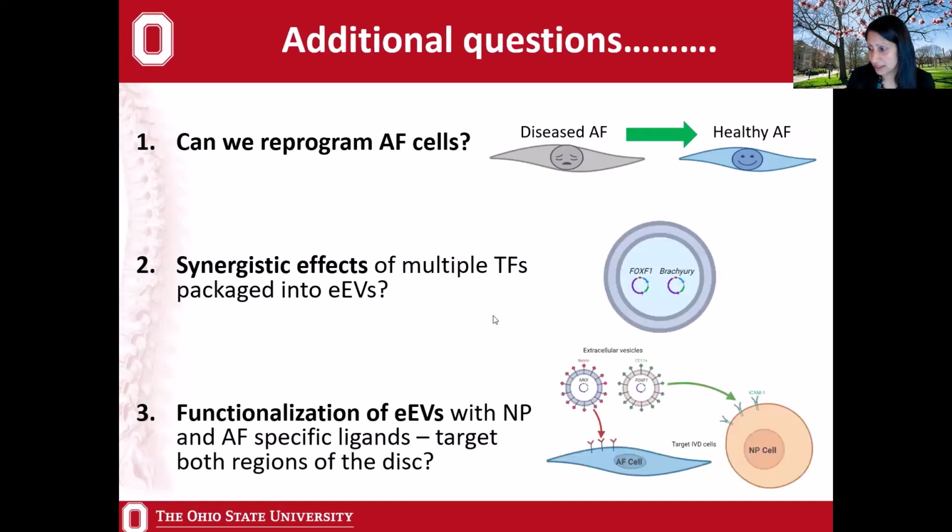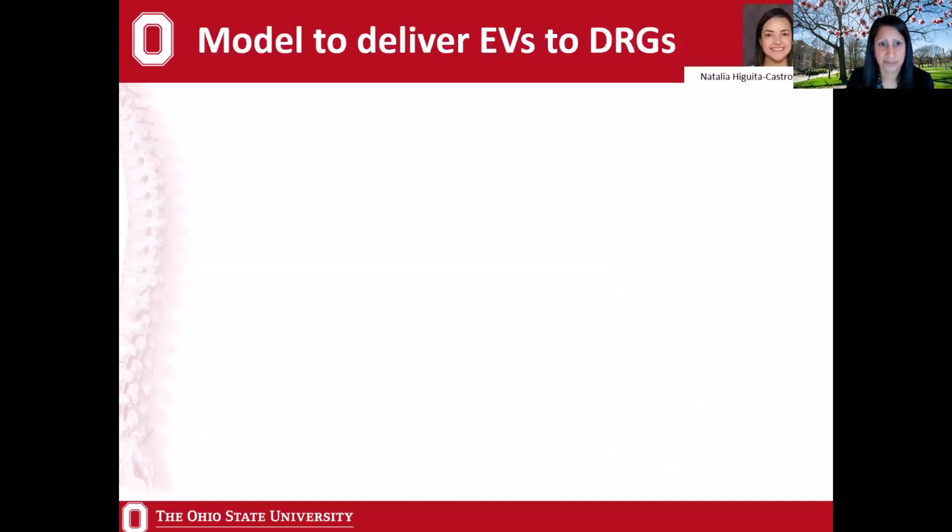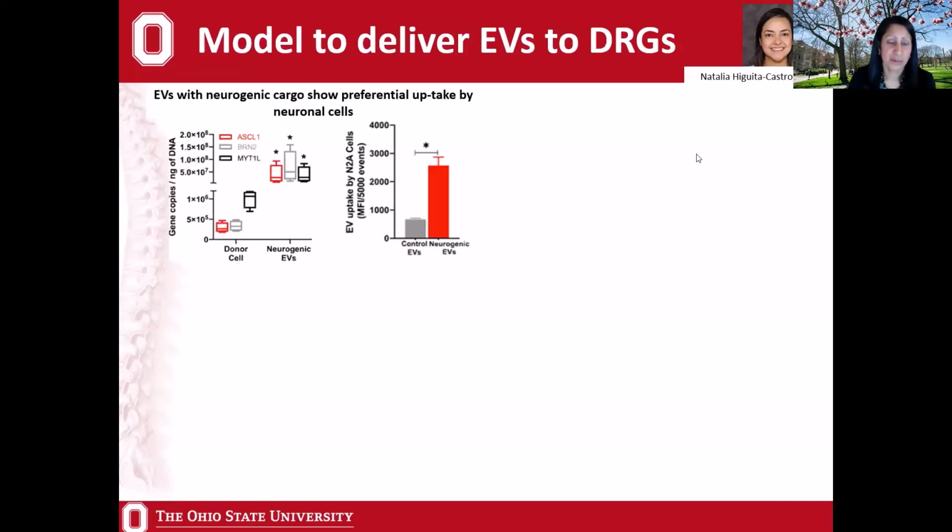So now I'm going to transition to talk a little bit about targeting another tissue of interest, the DRG. So this is really hot off the press, very new. It's unpublished, very new data for us, but this is in collaboration with my EB and nanotechnology expert, Natalia Higuita Castro. So what we're doing now is developing EVs with neurogenic cargo. So these are cargo that we hope will target the neurons.